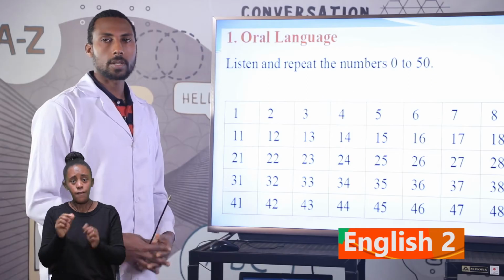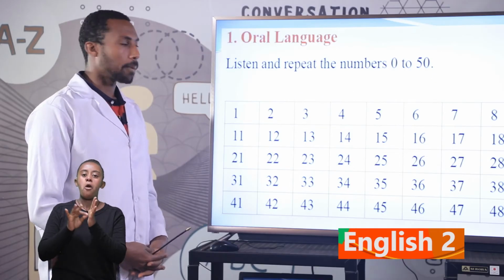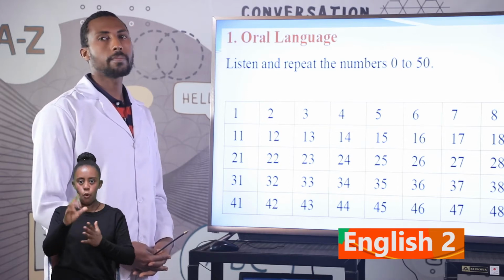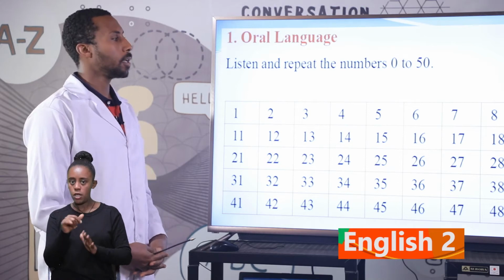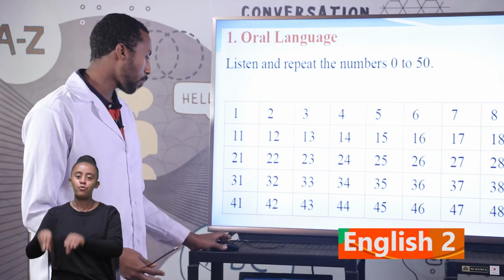Are you with me, students? Now, I counted 0 up to 50. So, you have to pronounce numbers this way. Okay, students. Let us go to the next point.